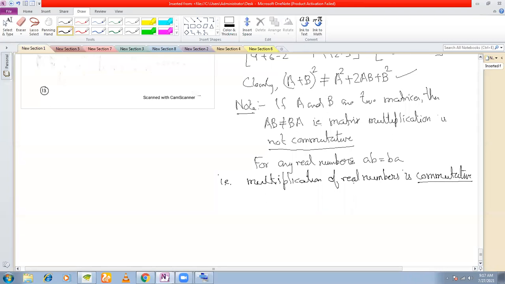Okay, is the concept of commutative clear with you? So this concludes our part on matrices. Any other question that you have from your textbook?